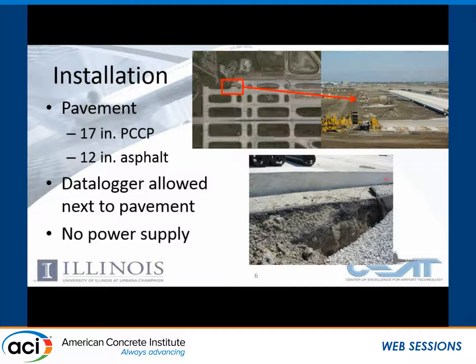With this tie-in, we were allowed to actually put our data loggers right next to it. They didn't give us height requirements. Airports are pretty strict about that. But the problem is, they said the only power we have in that area is 440 volt, 3-phase that they use for the landing lights. Our data logger can't handle that, and so we had to get a little bit creative with that.